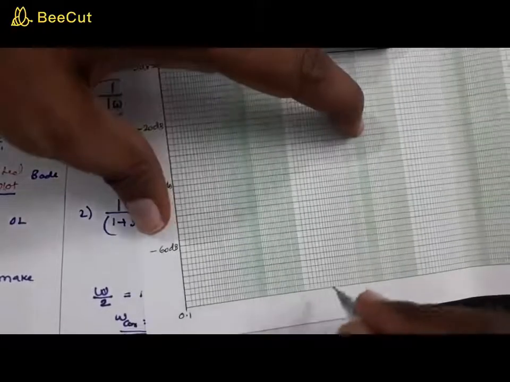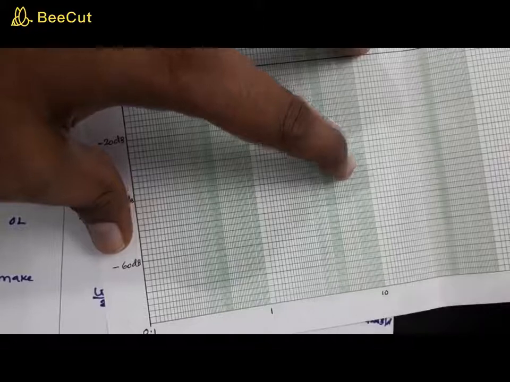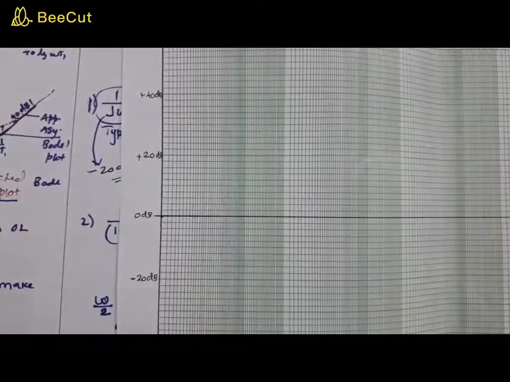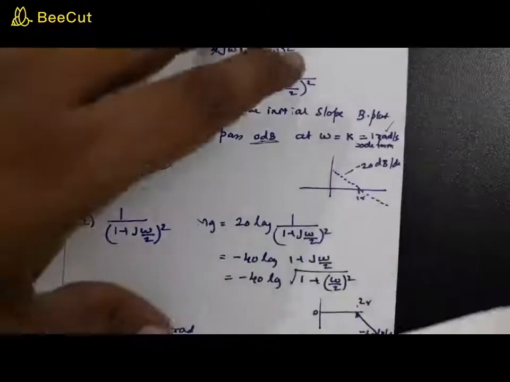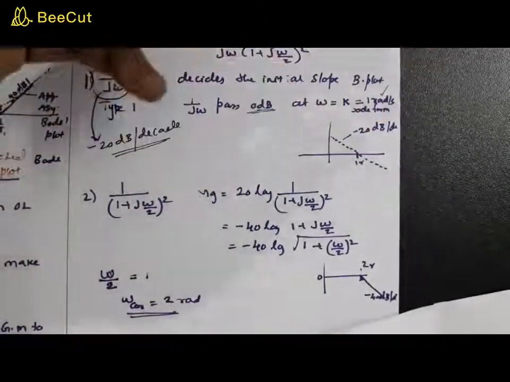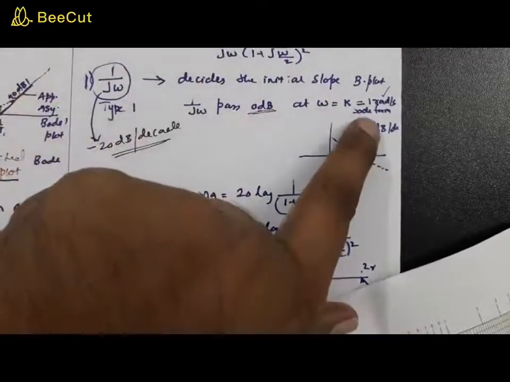So what will be the next decade? Next decade will be 1, this one will be 10, and so on. Okay, so this is how it should be ascertained. So first of all, the first step is to obtain the terms and its corresponding cardinal frequencies. This is called as a 0 dB frequency.